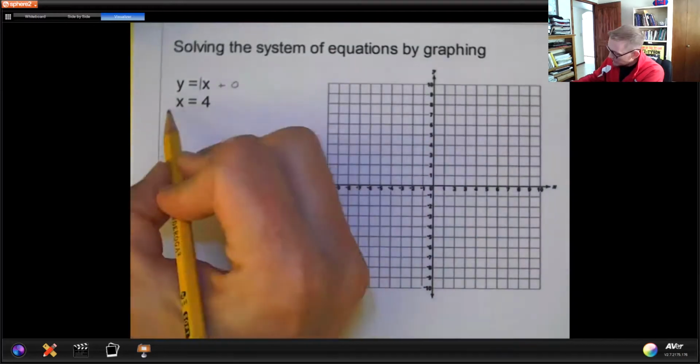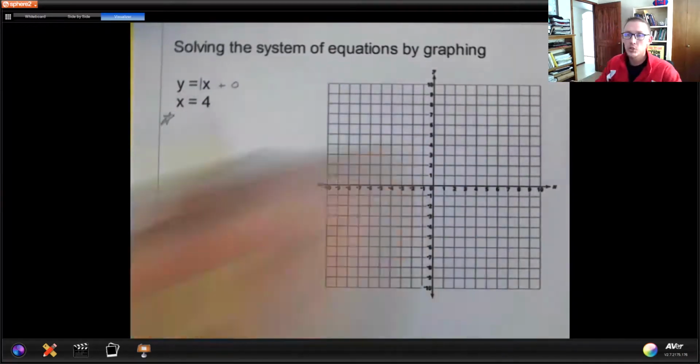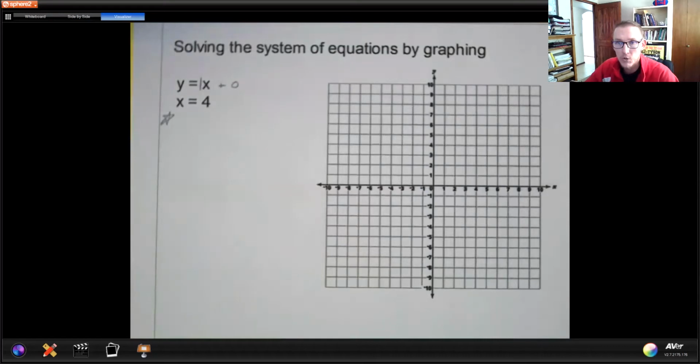And then x equals 4 should jump out at you if you did your job third quarter, because that's a special one. And you were supposed to memorize the special ones. So I'm going to give you a moment here to think about an x equals and what kind of line that is.